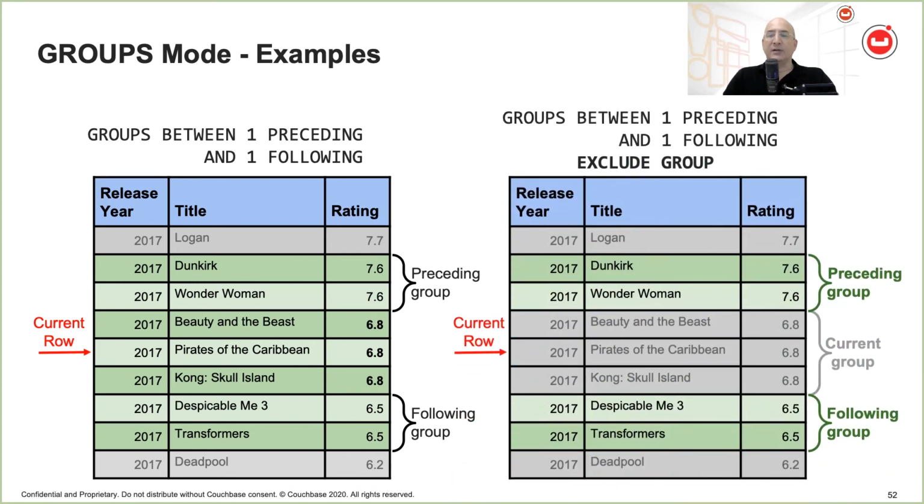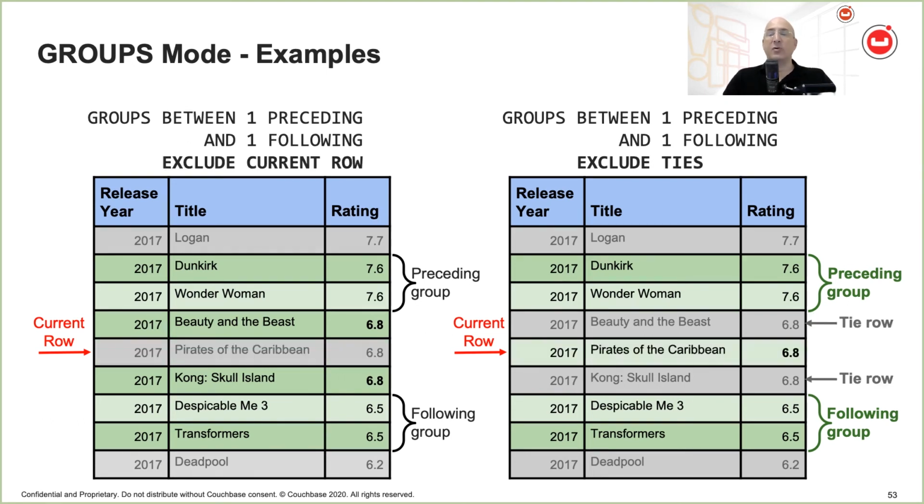In the example on the right, we can see how the exclude group expression is utilized. The frame of the current row marked in red includes the rows of the preceding group and the rows of the following group, but it doesn't include the rows of the current group, the group of the current row marked in red.